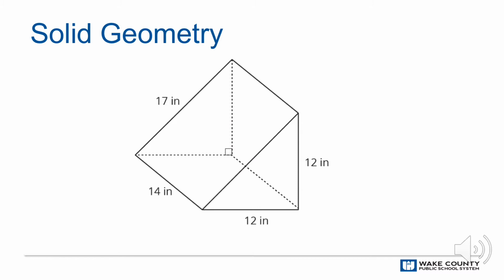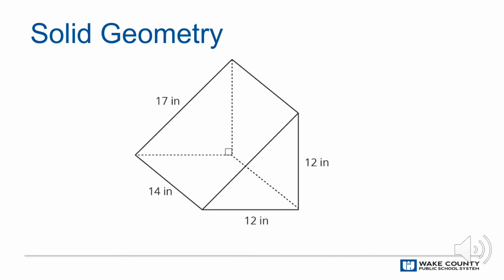Students will be thinking about the surface area and volume of three-dimensional figures. Here's a triangular prism. Its base is a right triangle with sides that measure 12, 12, and 17 inches. In general, we can find the volume of any prism by multiplying the area of its base times its height.